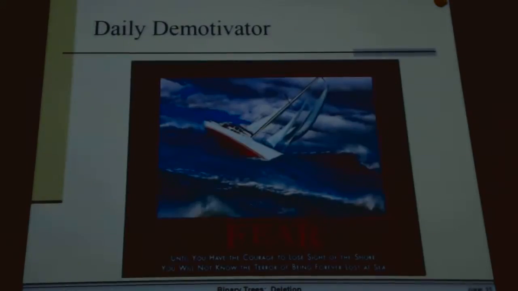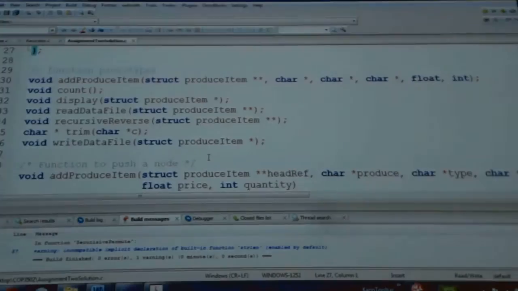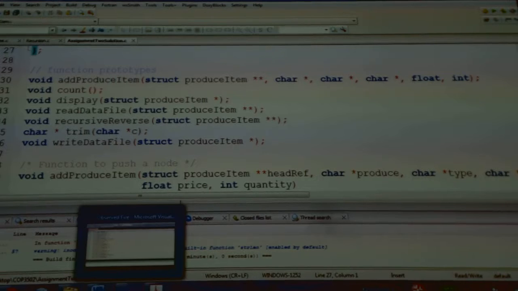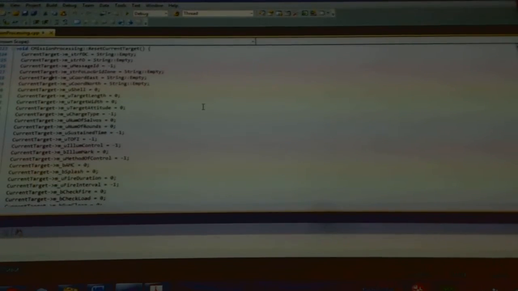So from this perspective, let's actually look at some code. Oh, wait, I got something really funny for you. Okay, so do you want to see why I quit working in the industry?